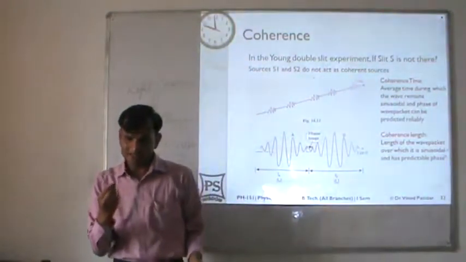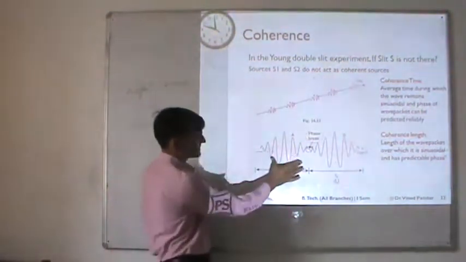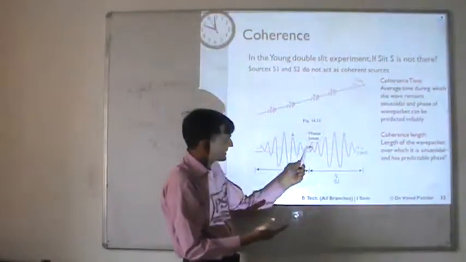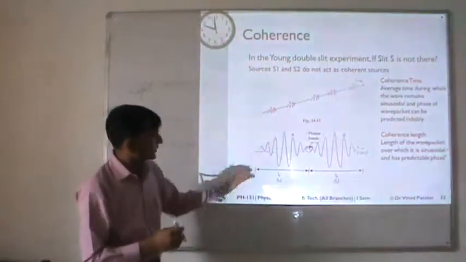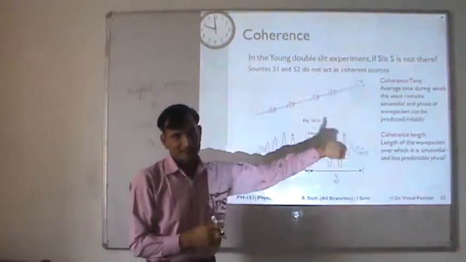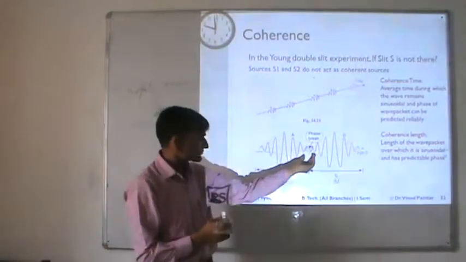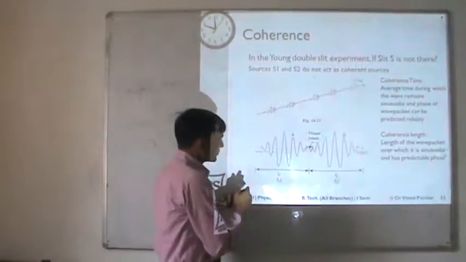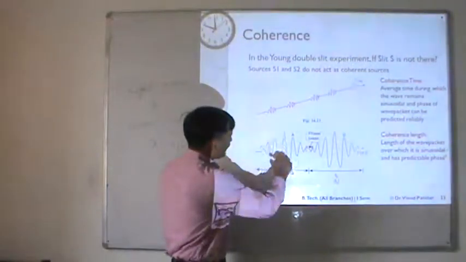These breaks are very, very small in nature, because this is one wave group, and this is another wave group, and there is a break in between. So we always have these kind of phase breaks in light waves generated by an atomic source. Now up to this point, it is perfectly sinusoidal.